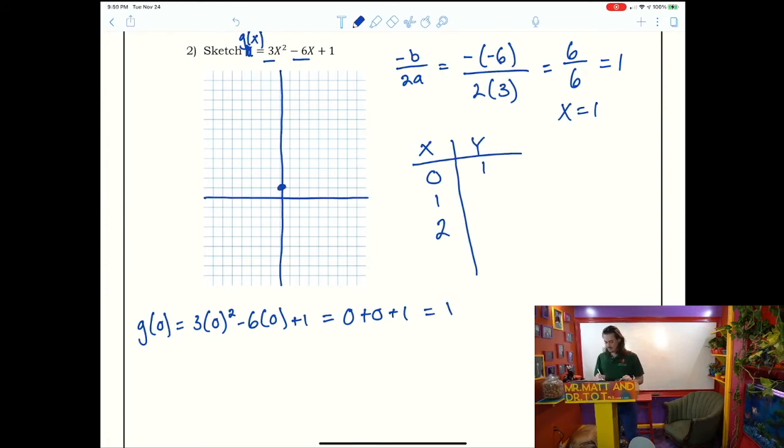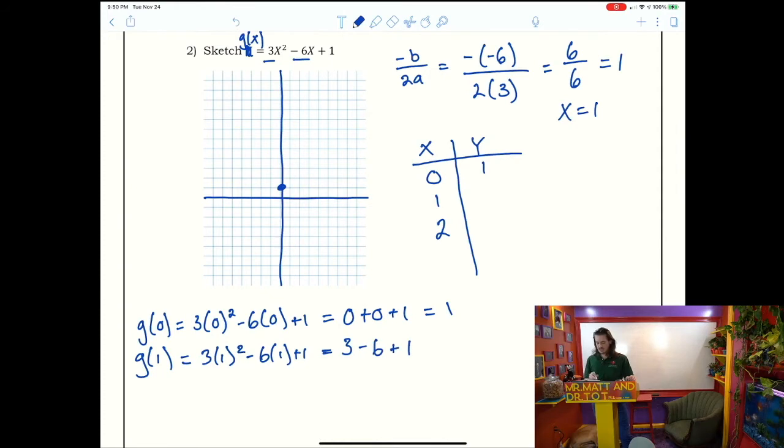Let's evaluate g of 1. That's going to be 3 times 1 squared minus 6 times 1 plus 1. 1 squared is 1. 1 times 3 is 3. -6 times 1 is -6. And then we have plus 1. So that's going to be a +4 minus 6. That's going to give us a -2. So when x is equal to +1, y is equal to -2. That's right here.